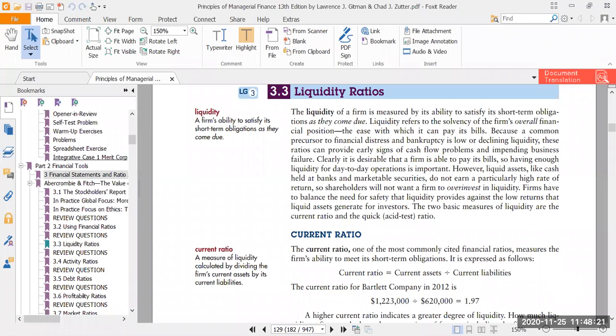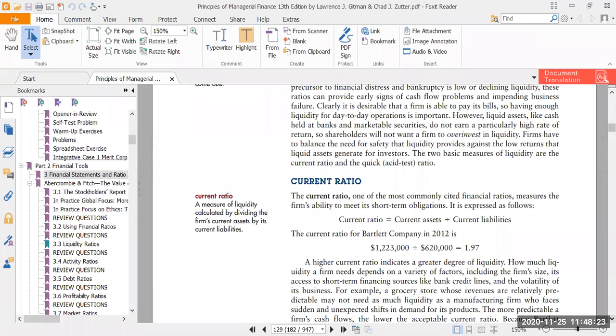So the higher the value of the current ratio, the better the financial health of the company, and it has the ability to pay all its current obligations through its current assets adequately.